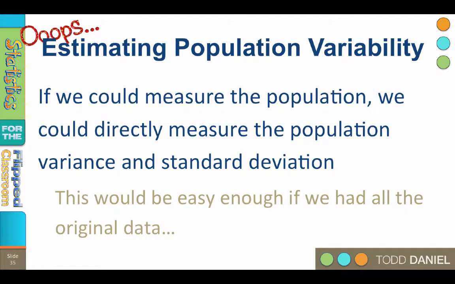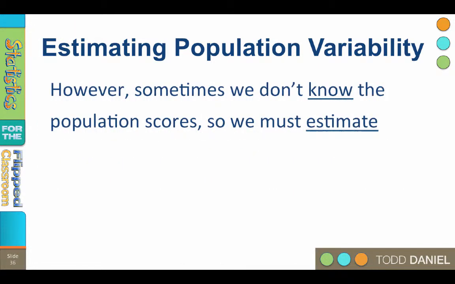If we have access to the entire population, we can directly calculate the variance and standard deviation. Most of the time, however, we have neither the time, nor inclination, nor the ability to measure the entire population. Instead, we measure a sample drawn from the population and then use what we learn from the sample to estimate the value for the population. When we don't know the population scores, we must estimate.